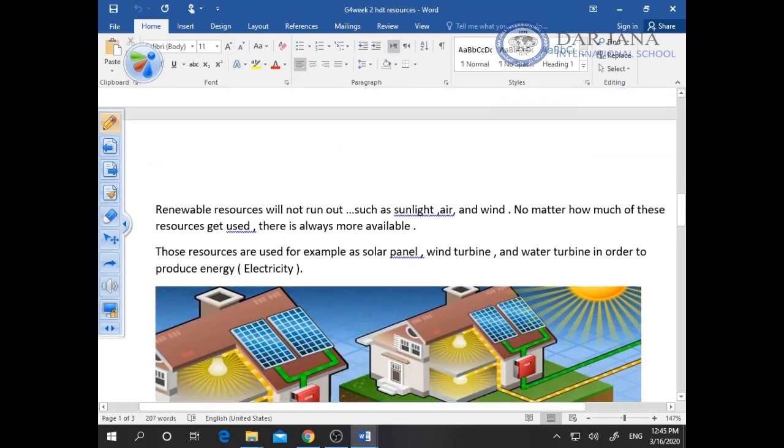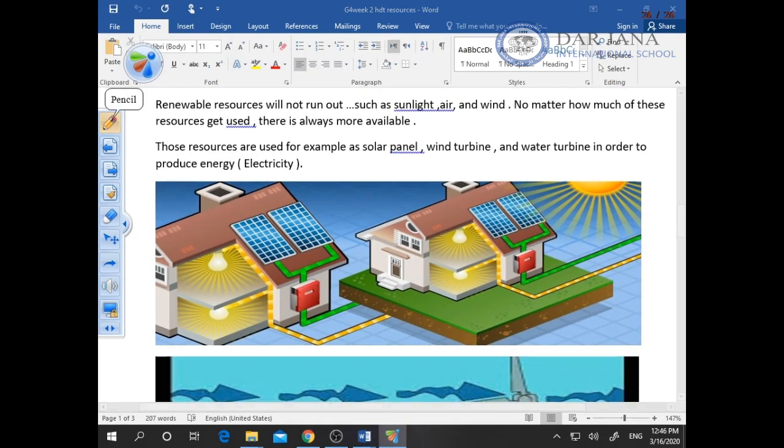There is also something very important to know. Renewable resources will not run out. That's why we call them renewable. They are always there, like the sunlight, the air, the wind. They are always there, no matter how much of these resources get used. There's always more availability. Those resources are used, for example, to produce energy, and especially electricity. When I say energy, electricity is always there to remind us about the meaning of energy.